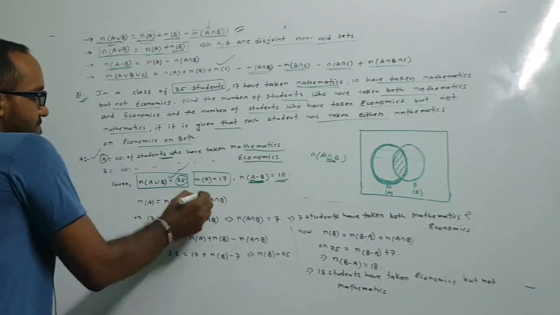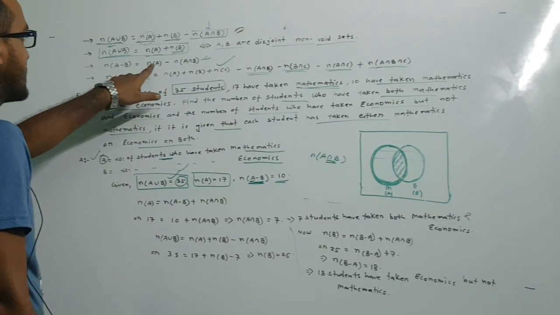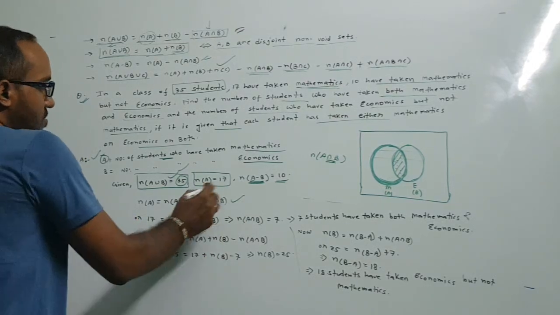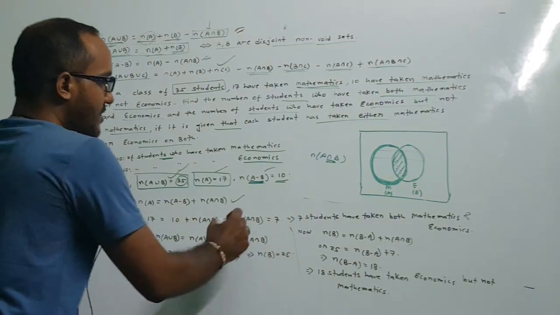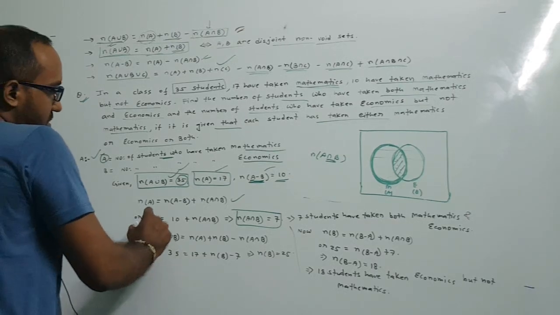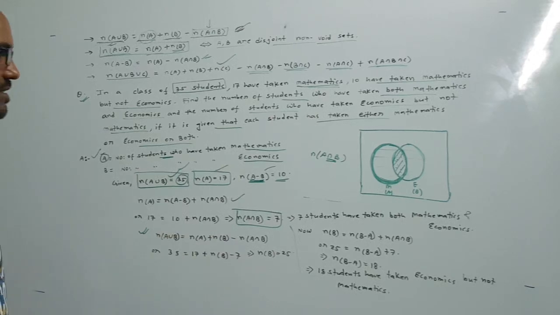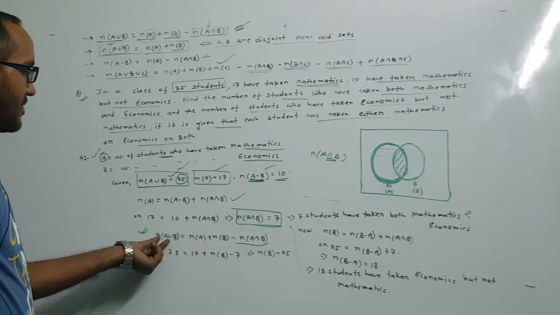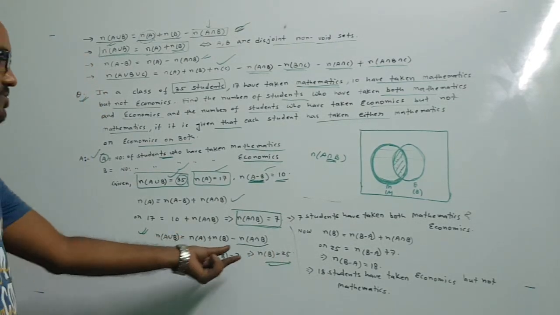Okay. So see, in the last lecture we have formulated that n of A minus B can be represented as n of A minus n of A intersection B. We will use this formula because we know n of A, we know n of A minus B. We will put it here and we will find n of A intersection B, that is 7. Now we will use the first formula, n of A union B is n of A plus n of B minus n of A intersection B. N of A intersection B we have just calculated. N of A is given, n of A union B we know, from this we will get n of B.